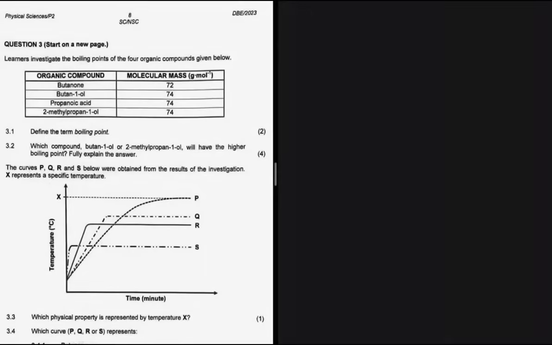You might think that question 3 is easy. Well, it is, in the sense that you can get a couple of marks, but to get everything in this question is kind of difficult. Let's see what we have here. Let us investigate the boiling points of the 4 organic compounds given below, and you can see the organic compounds there and their molecular mass. And then the first question, 3.1, let's define the term boiling point.